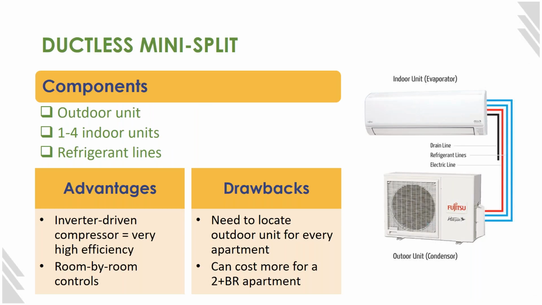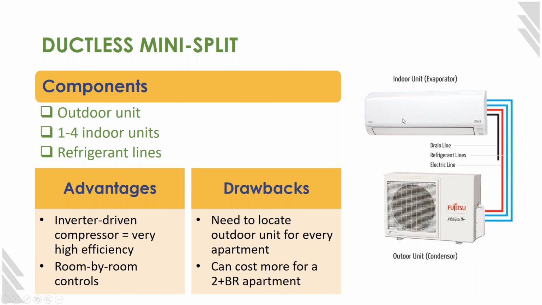When people think ductless heat pumps, often this is what they're thinking of: a ductless mini split heat pump. These have a few components. They have an outdoor unit, which will look something like this. They have anywhere from 1 to 4 indoor units, which could look like this or could have other forms. And then refrigerant lines running between these units, as well as a power line too. They're often all bundled together.